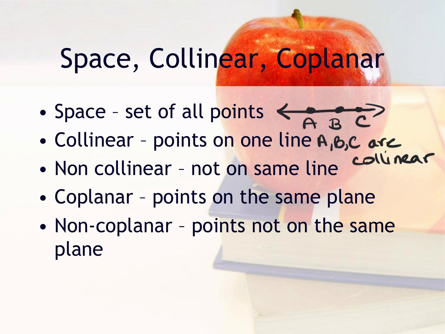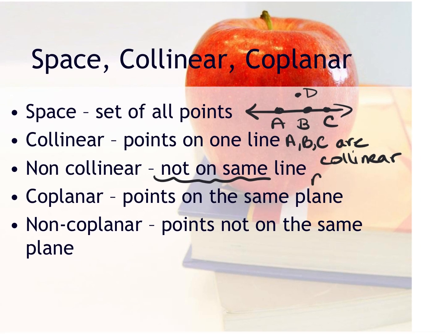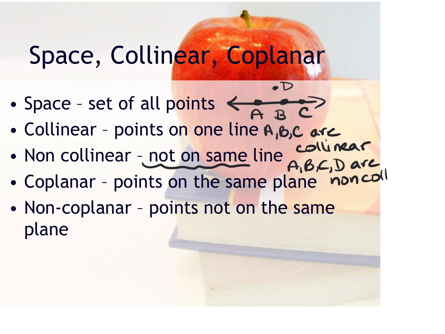If I were to draw in a 4th point and put it up above the line, say I put point D up top there, then I could make the statement that points A, B, and C, and D are non-collinear, which means they're not on the same line. So I could state that A, and you don't have to name all 4, you could just name whichever ones are not on the same line, are non-collinear, because point D is not on that line with A, B, and C.